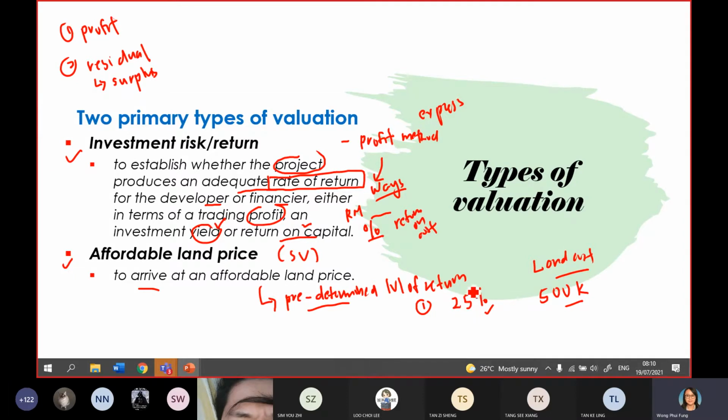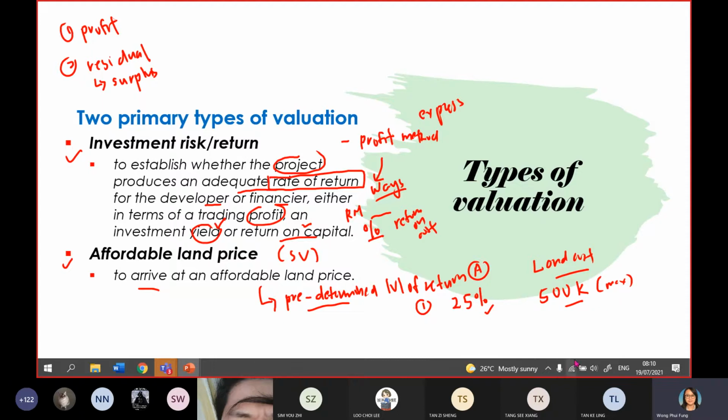So say for example, for this project A, I want to achieve 25%. So by inputting this 25% into the appraiser, you calculated the land cost is 500,000. So that is the maximum cost that you are going to negotiate with your landowner.